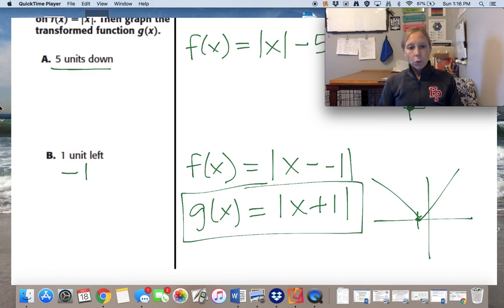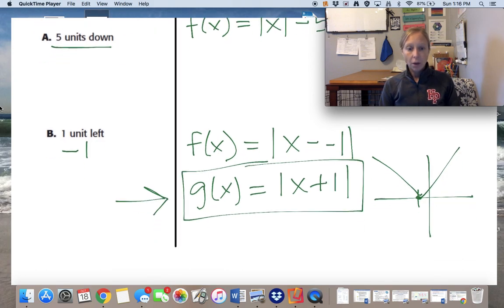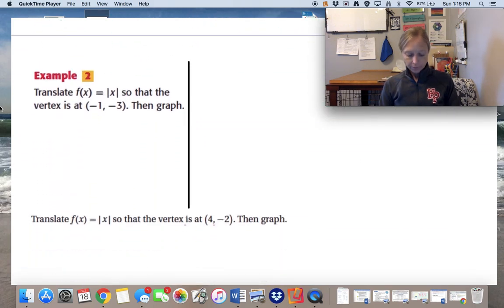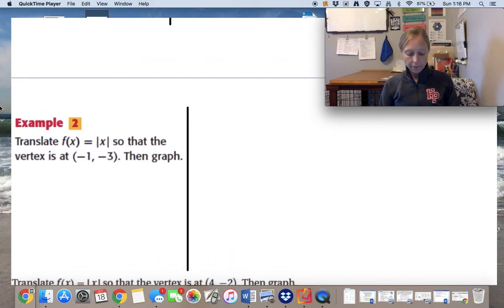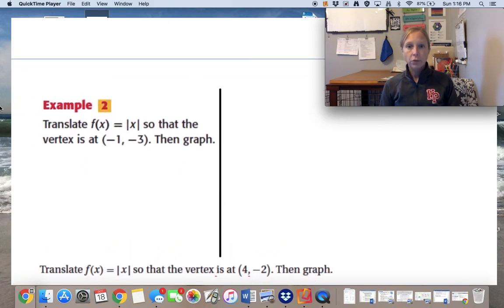When you're working on your homework on your own, I highly recommend that you flip over to Desmos and type in whatever it is here that you wrote and get that visual. You know what 1 to the left looks like. So if it didn't move 1 to the left, you know you made a mistake. So use that graphing calculator technology to help you. All right, a couple more, and then we'll take a break before we move on to reflections, stretching, and compressing.